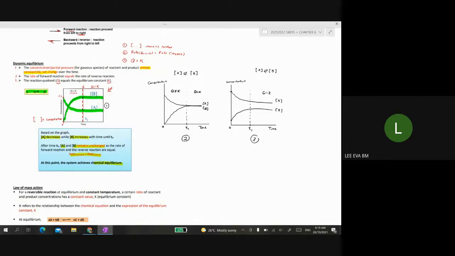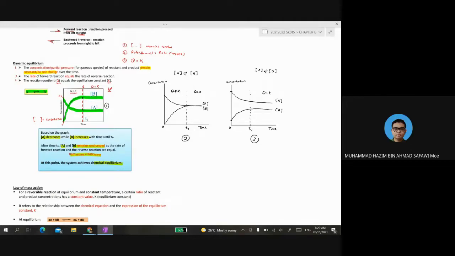Okay, are there any questions? So madam, it doesn't matter if it's like the second, as long as both of them are already horizontal, it's already considered as equilibrium. Yes, when you get the horizontal line, that means the concentrations or the partial pressure remain constant already. So it doesn't matter how much the concentration or partial pressure is, which one is more or less, as long as it is constant.